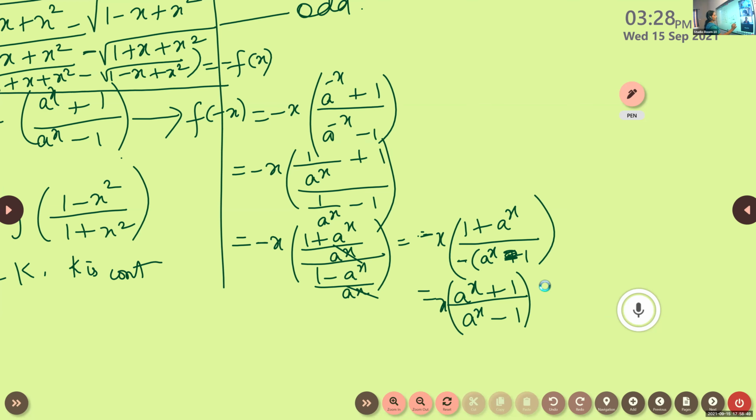Okay, so which is same as, is it same as f of x? Is it same as f of x? Therefore, it is an even function. It is an even function.